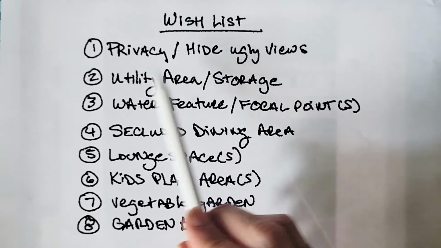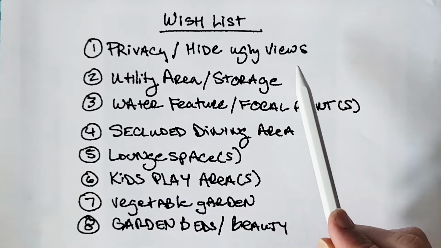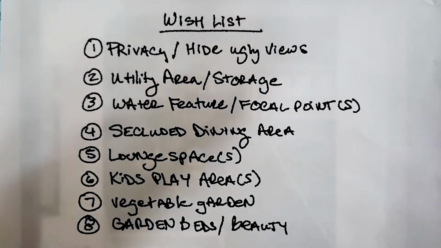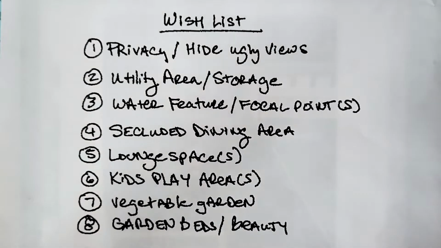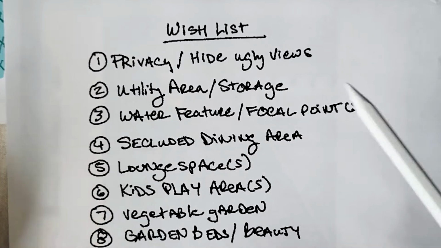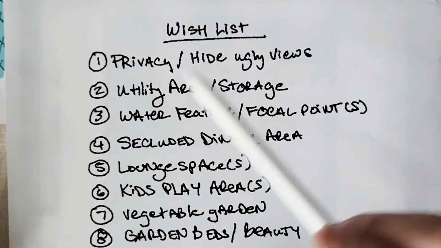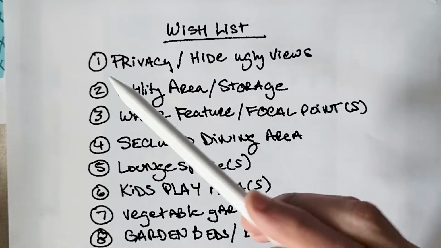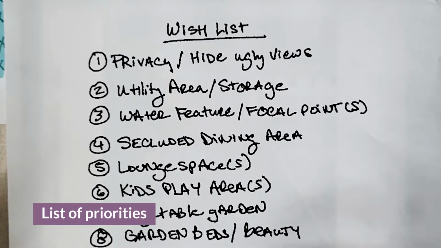On the very top is privacy, hiding ugly views, and in this situation there are no views to keep, but if there were particular views that were really nice that they wanted to leave open, like, oh, I really enjoy looking at the tree that is in my neighbor's property, or I really like the view of the mountains from the west side of the house, you would also make notes of those things.